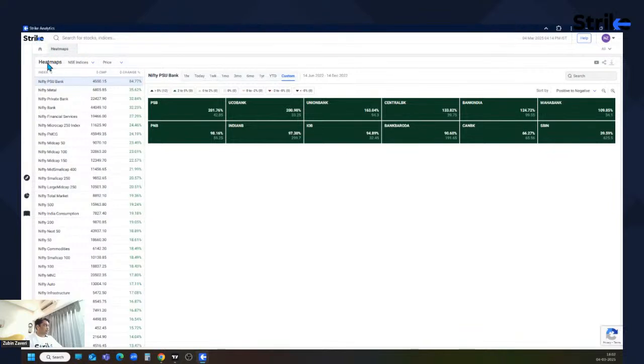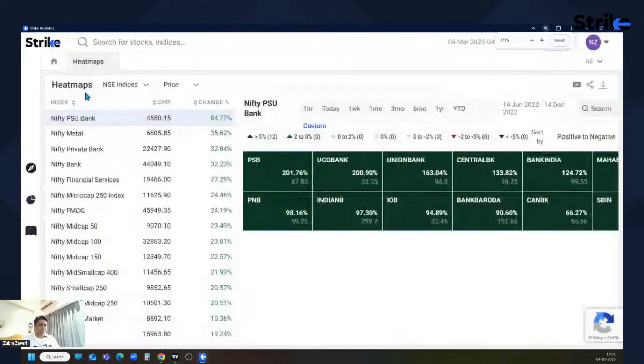Okay. So what is the first option that we get over here is NSE indices. Let me just zoom this so that you guys can see it clearly. All right. So I guess this is clearer, right?